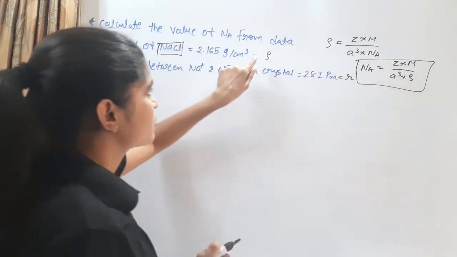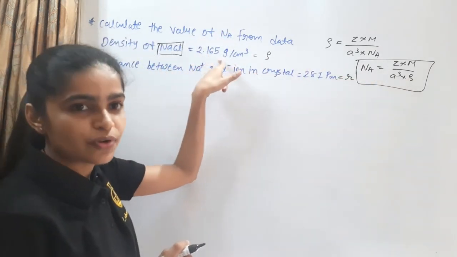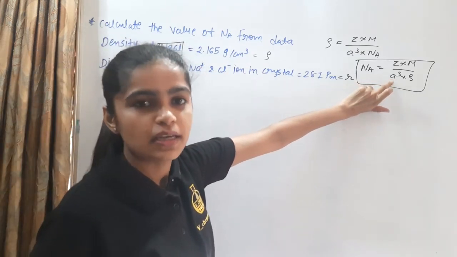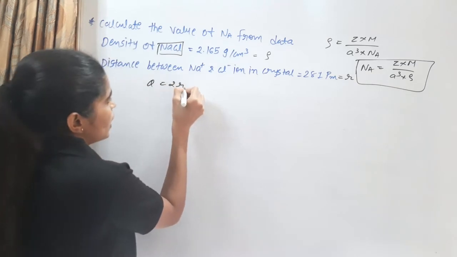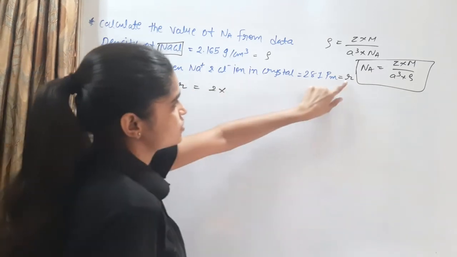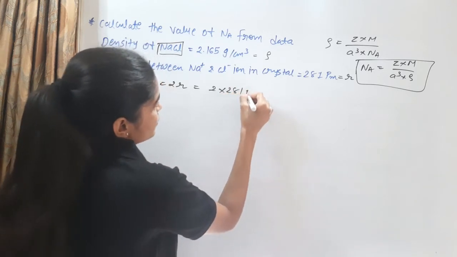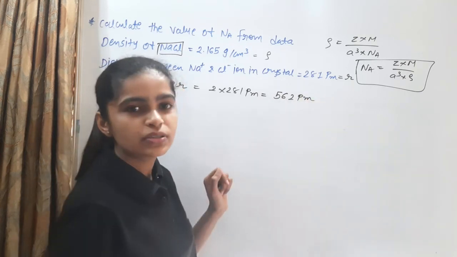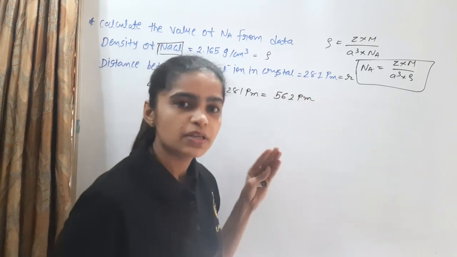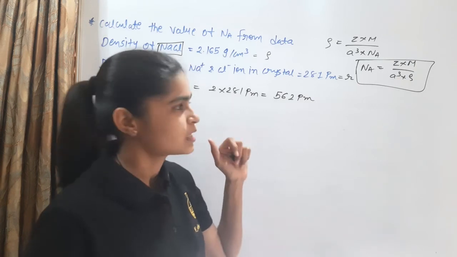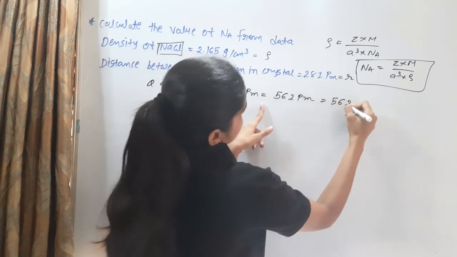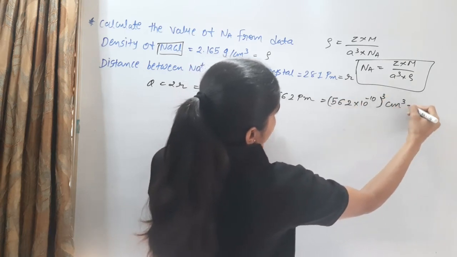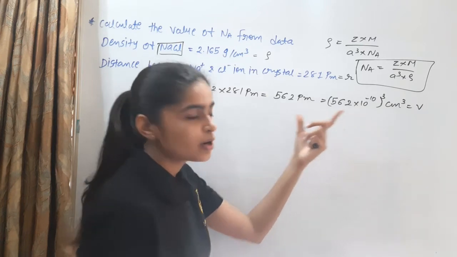In the given data, rho is equal to 2.165, then A cube. How to find the A cube? A is the edge length. So A is equal to 2R. 2 multiplied by the R value, 281 picometer. This is 562 picometer. We know that picometer is converted into centimeter by multiplying with 10 raised to minus 10. So 562 into 10 raised to minus 10, cubed, gives the volume, A cube.